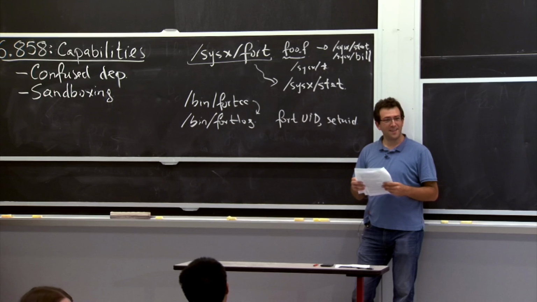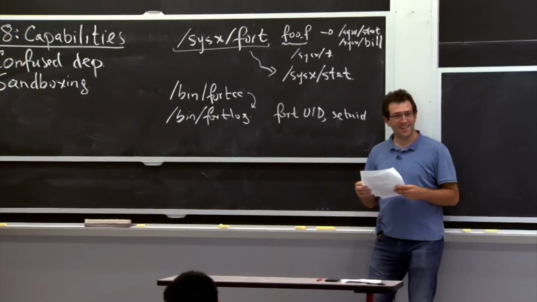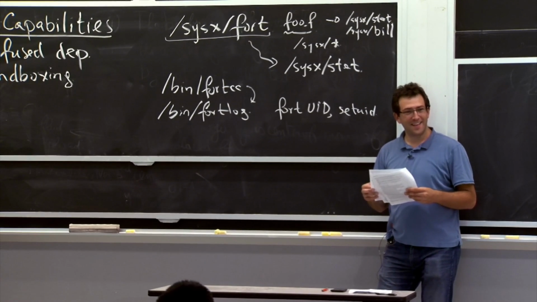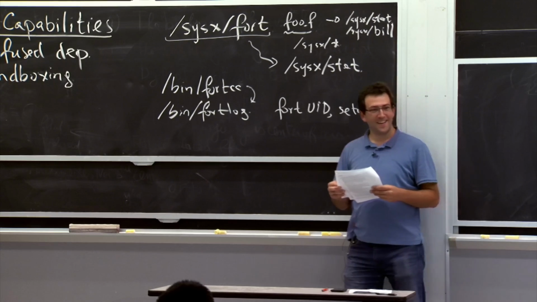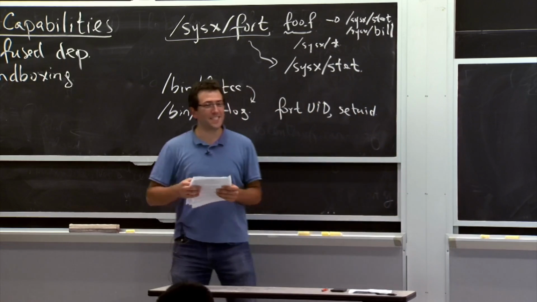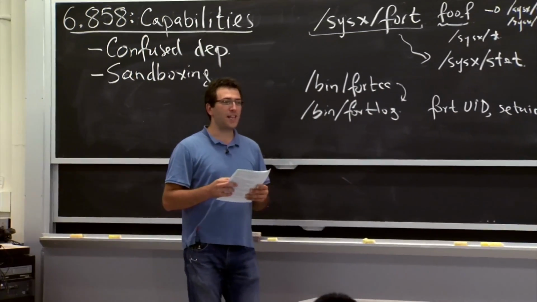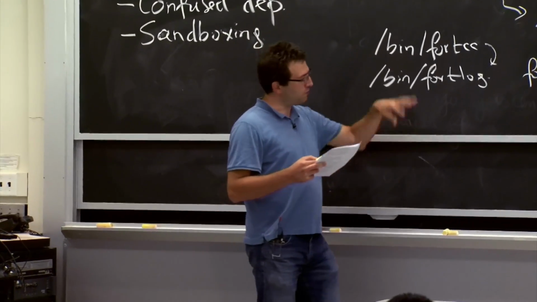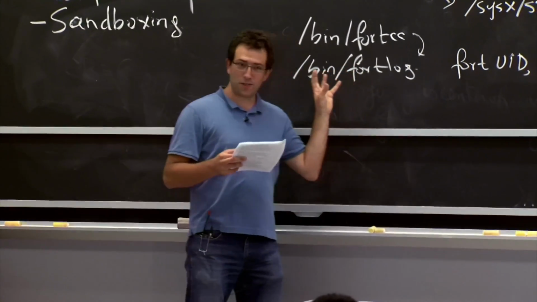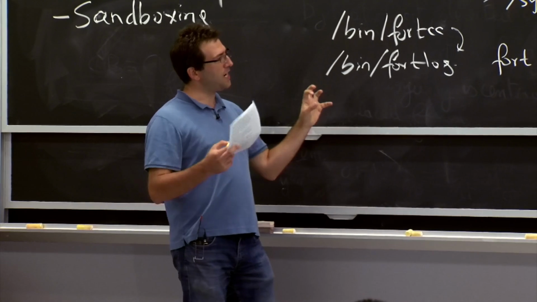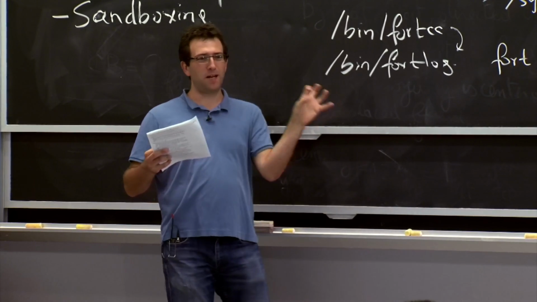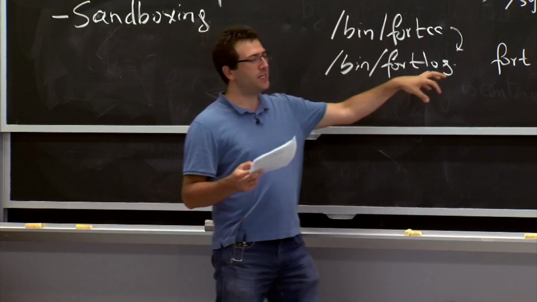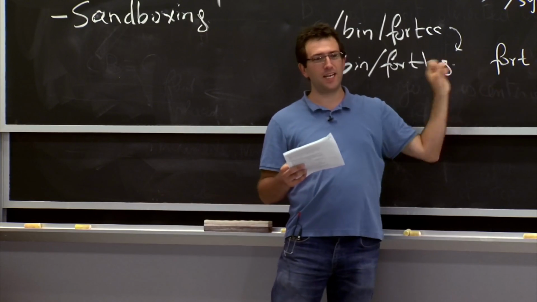To invoke fort log, it would get a set UID, which has permissions to execute fort log. And now fort log would set the UID again to get the logging privilege. Right, yeah, so there's this rather elaborate mechanism in Unix that we sort of skipped on last Monday's lecture, that actually allows an application to switch between multiple UIDs.